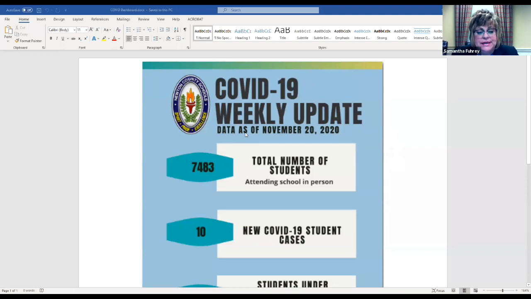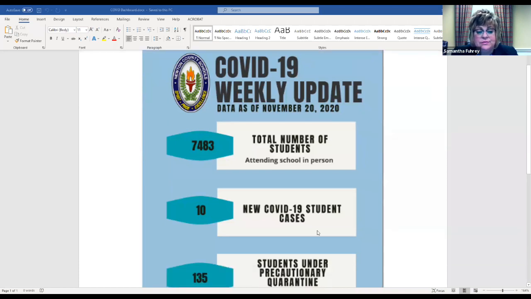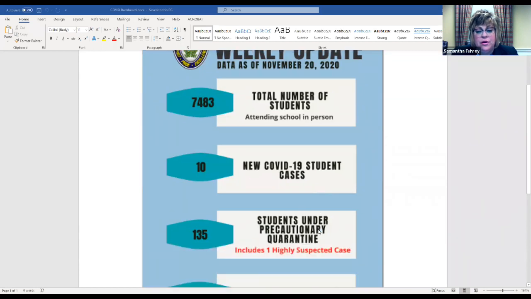The first number that you see on the report is 7,483, and that number is the total number of students who are attending school in person. The second number, which is 10, reflects the number of positive COVID cases among our students. A COVID-19 case is defined as an individual with a positive molecular or antigen COVID-19 test that has an active COVID-19 infection.